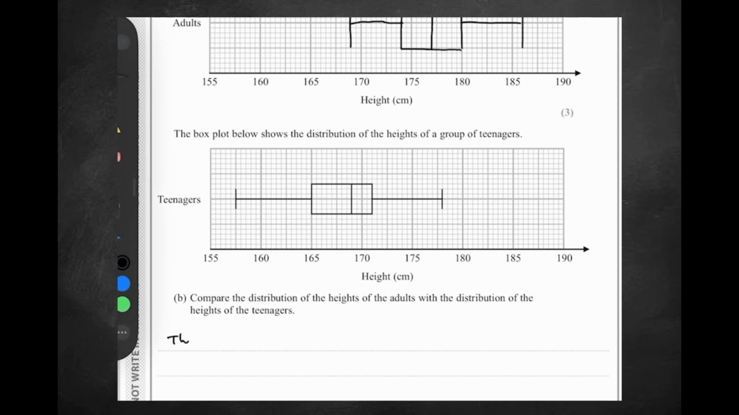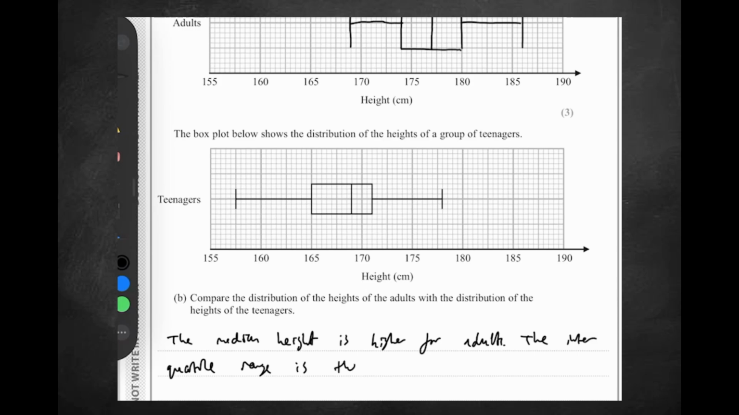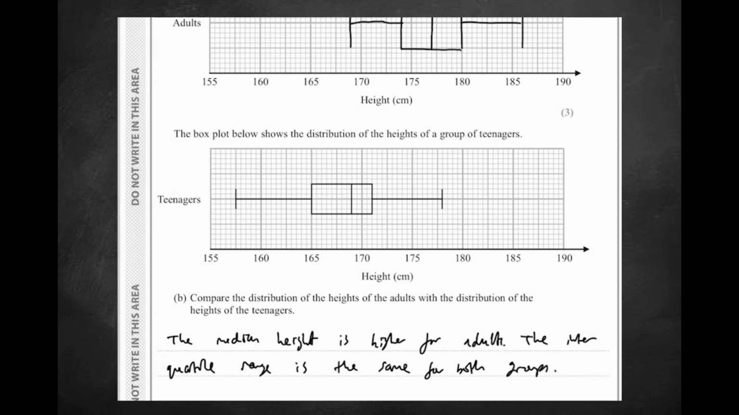So we'll say the median height is higher for adults. The interquartile range is the same for both groups. It's only 2 marks, so giving 2 points would be enough.